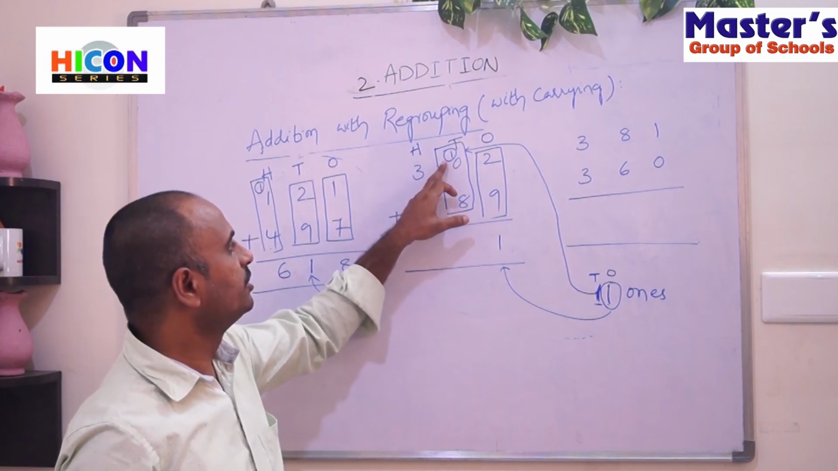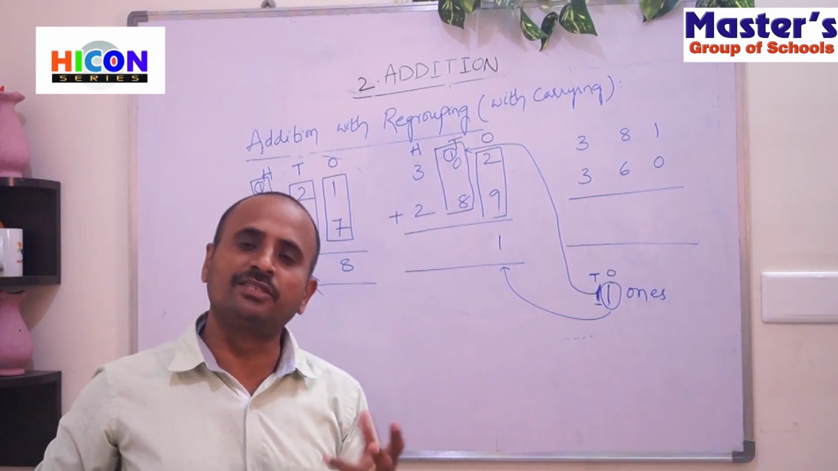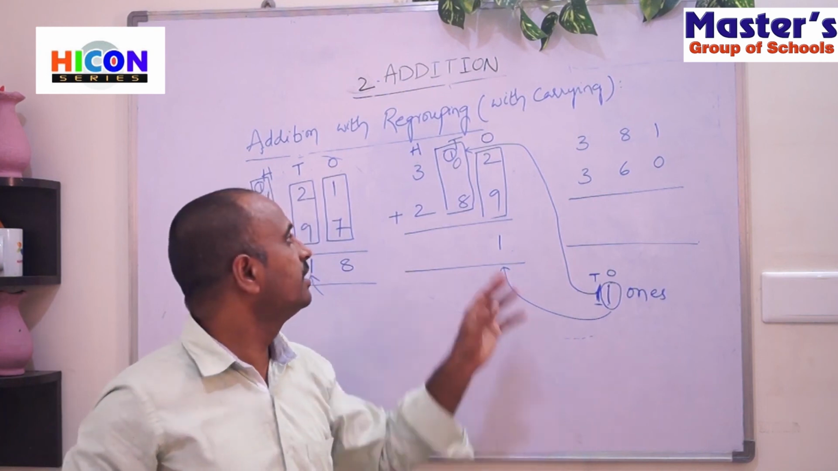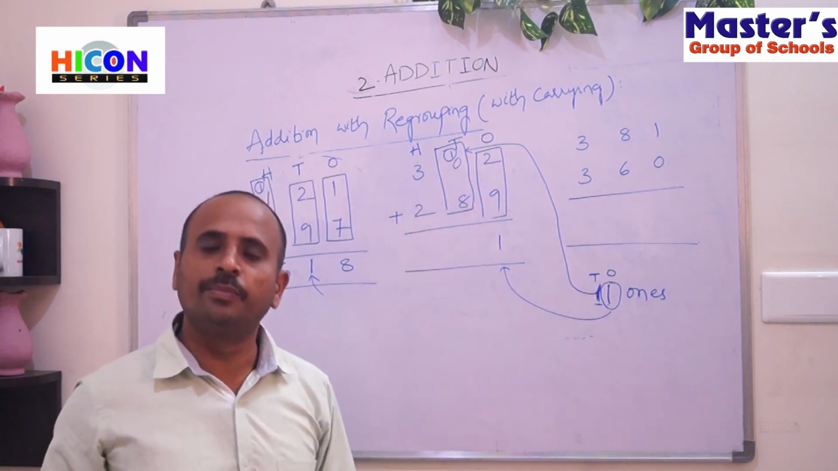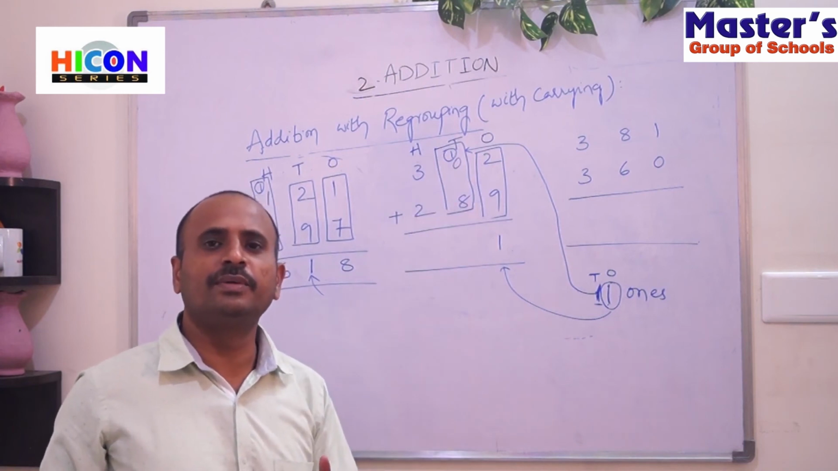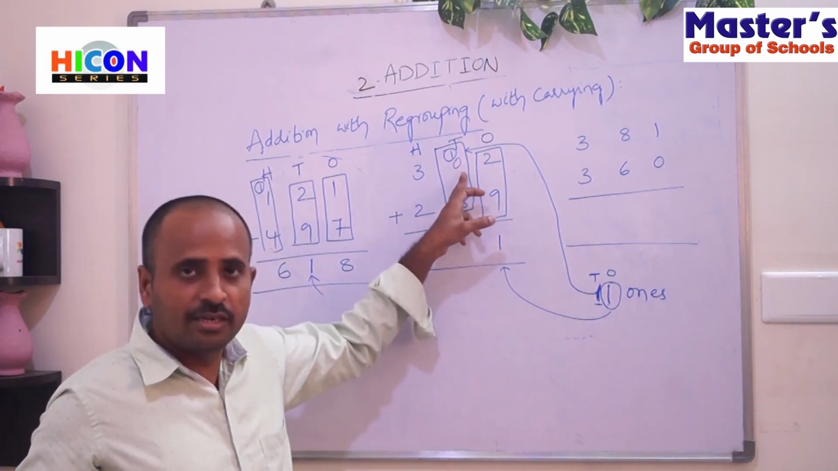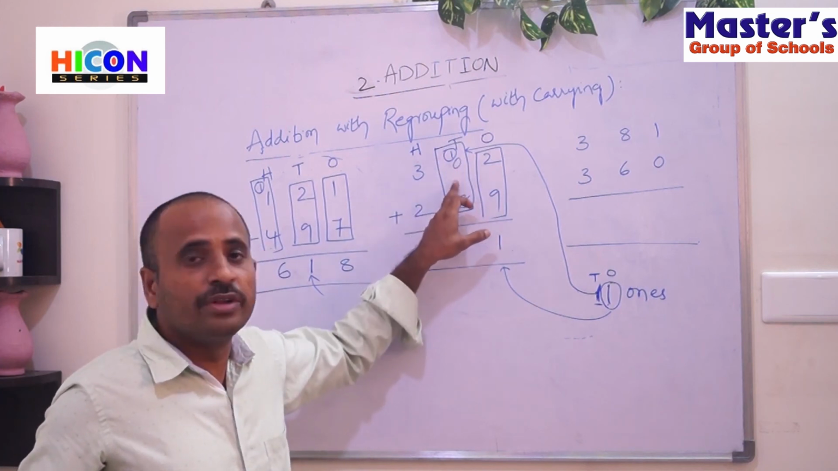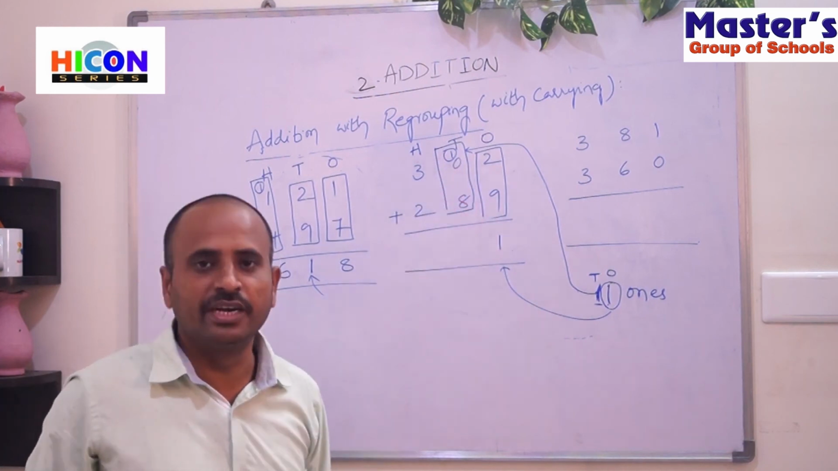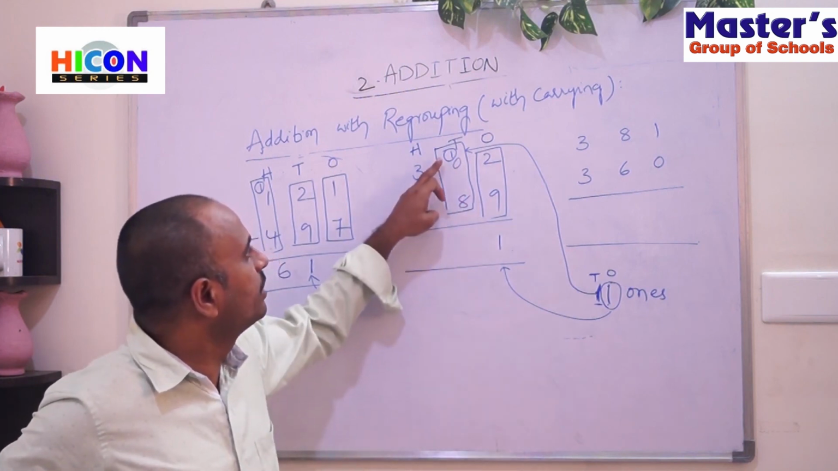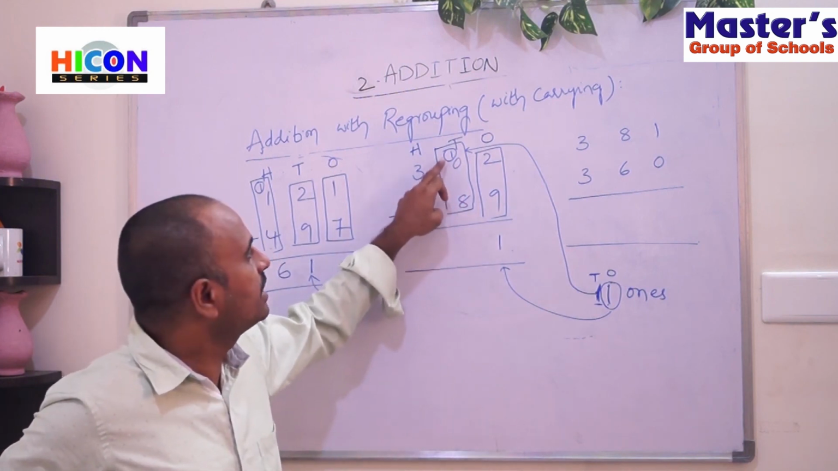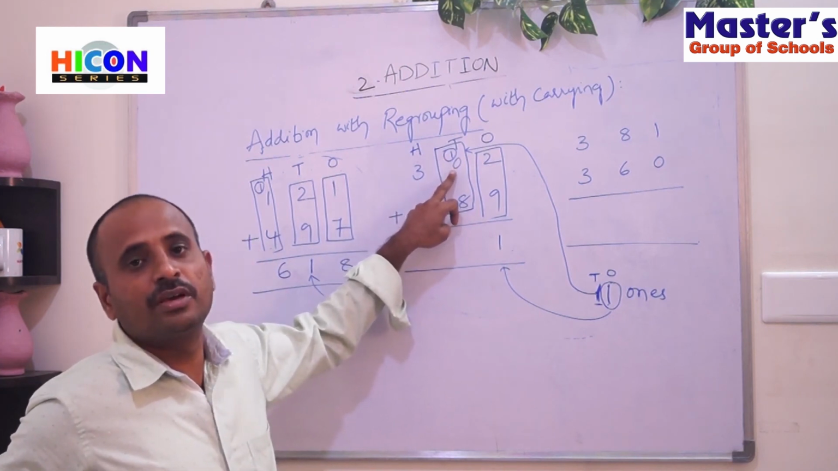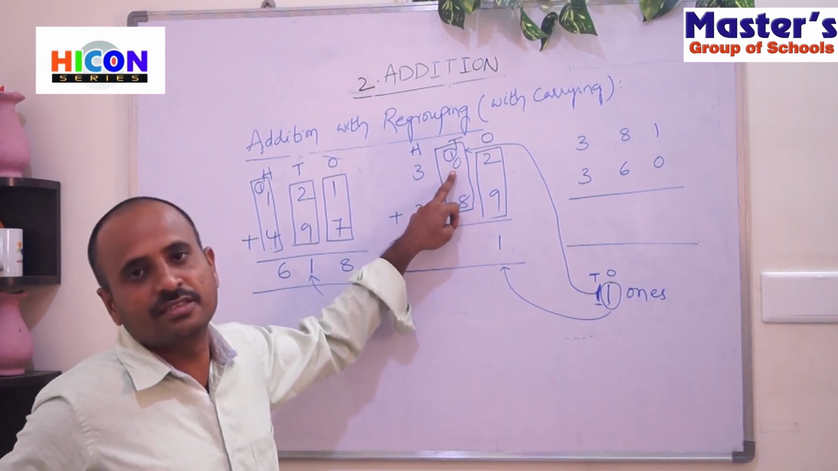The 3 digits are 1, 0, 8. So 0 means nothing. That means there are no tens in that place. So we have 1 and 8. There is no need to consider 0 while doing addition. So we have to consider the two digits 1 and 8, and no need to consider 0 because 0 means there are no tens.